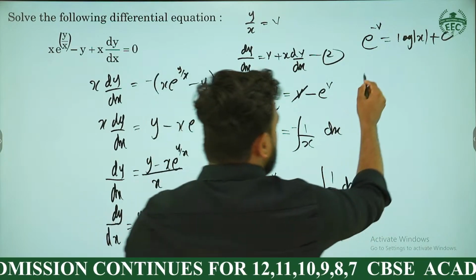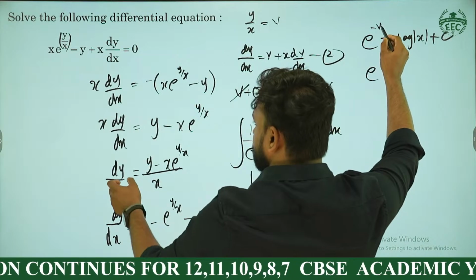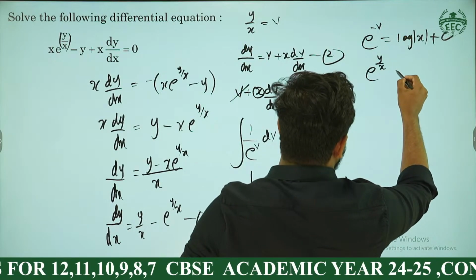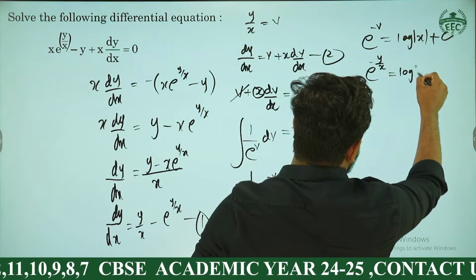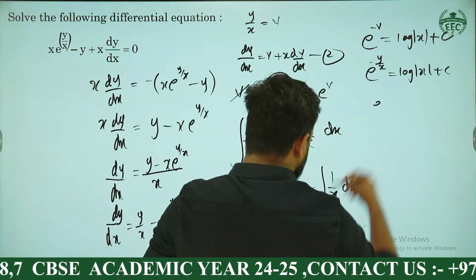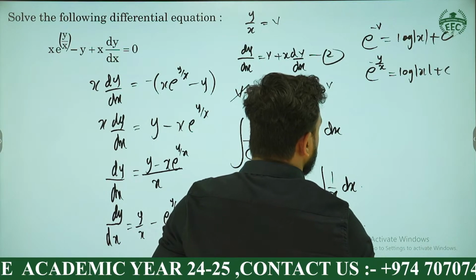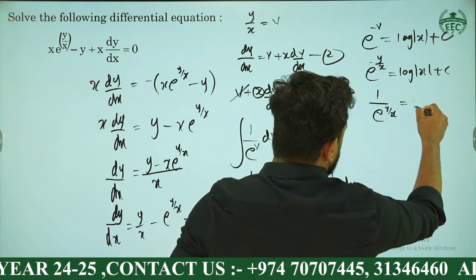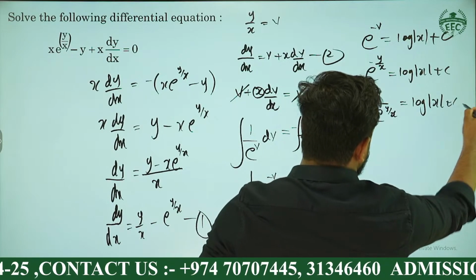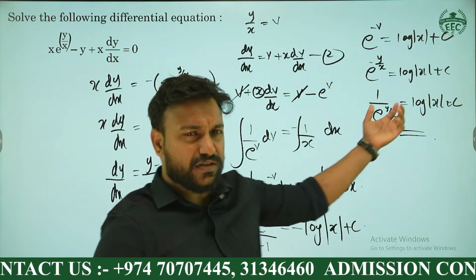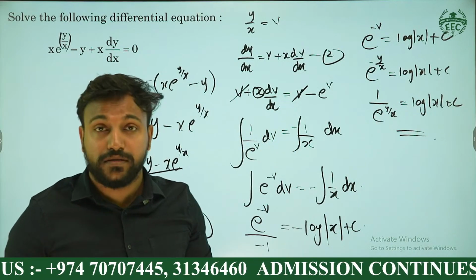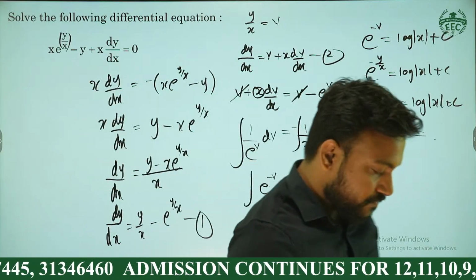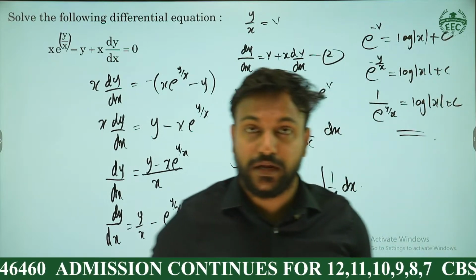Then finally I can interchange the v with y by x, that is e raised to negative y by x is equal to log mod x plus c. Also you can write it like 1 by e raised to y by x is equal to log mod x plus c. That's all. You can take that e raised to y by x to that side if you want. That's all for the question. I hope you get this answer. Okay, can I go to the next one?